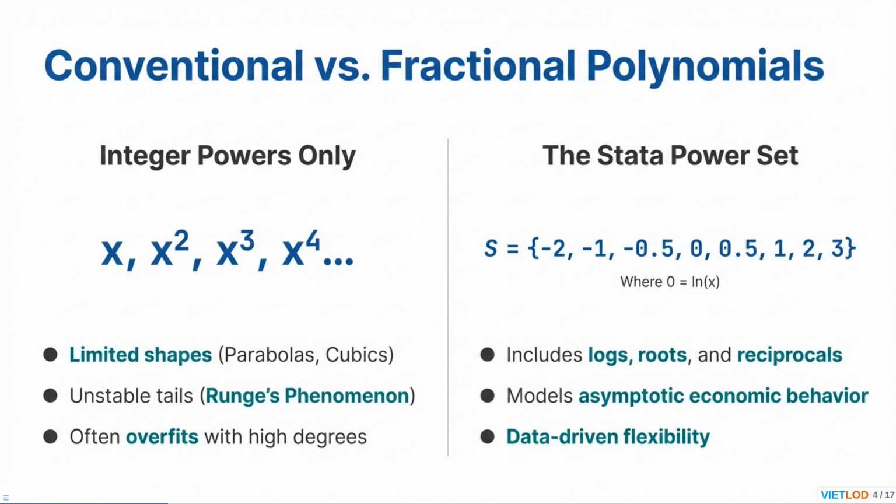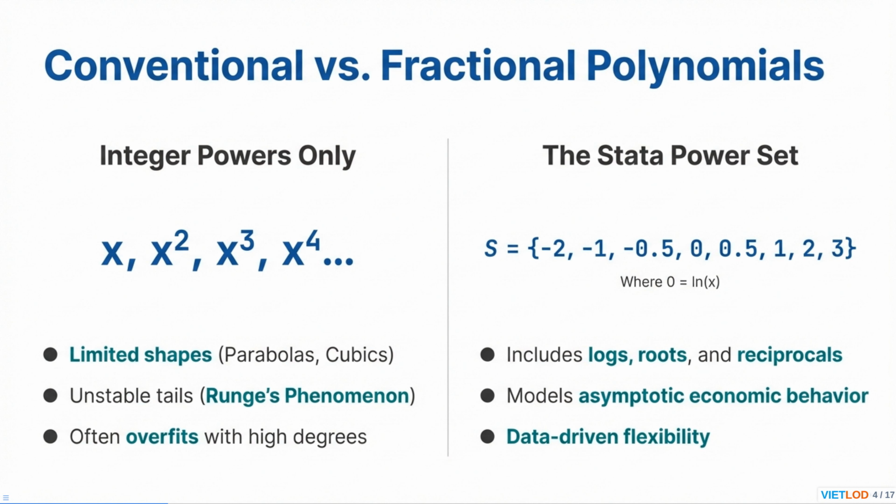On the left, you see conventional polynomials, which are limited to positive integer powers, like x, x squared, and so on. This restriction means they can only capture a narrow range of shapes, primarily parabolas and cubics, and are prone to unstable behavior at the data's edges, a problem known as Runge's phenomenon, often leading to overfitting.